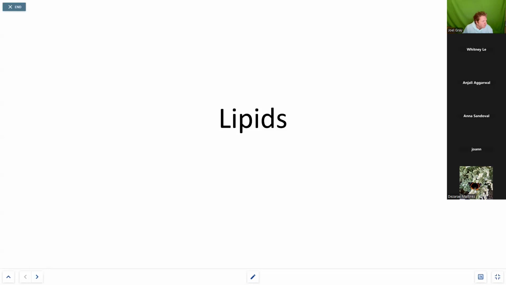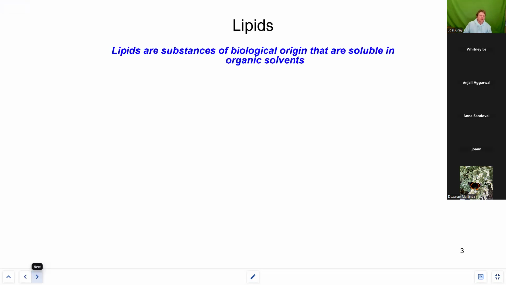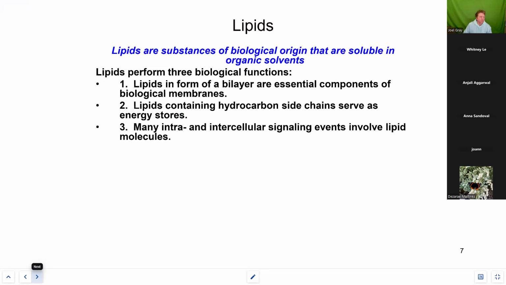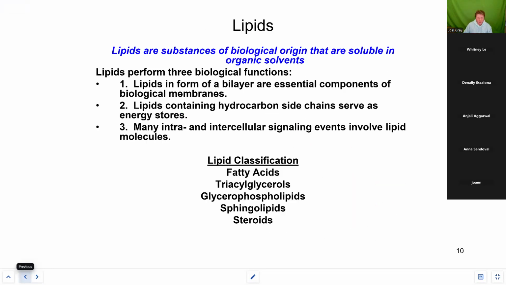Okay, so lipids. If you remember when we introduced lipids, these are molecules that are soluble in organic solvents. They perform a number of different functions, one of which is that they provide a huge amount of energy, and they're long-term energy stores. There's a couple of different classifications. Fatty acids are kind of your monomeric units. Triacylglycerols are the closest that you're going to get to a polymerized lipid.